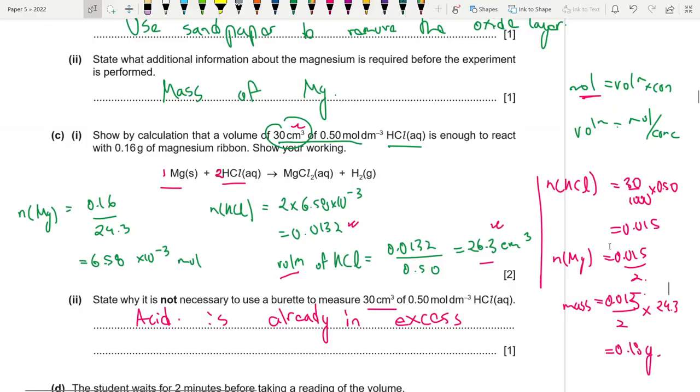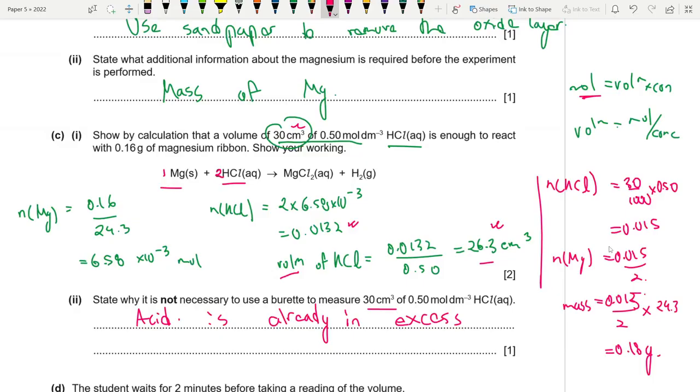0.015 divided by 2 is 0.0075, 7.5 × 10^-3. So if you multiply that with the Ar of magnesium, you get a value of 0.18 grams. So here I just showed you that to react with 30 cm3 of 0.5 mol per dm3 HCl, we need 0.18 grams of magnesium. But we have 0.16 grams of magnesium. So magnesium is actually the limiting reagent here.